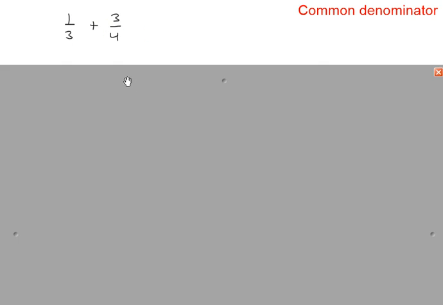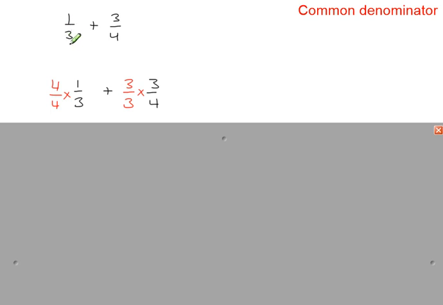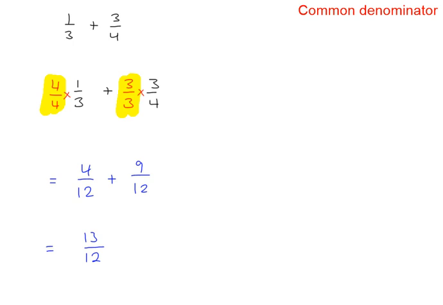So starting with the same fractions, if I multiply the first fraction by 4 over 4, and the value of this 4 over 4 is 1, so I'm not changing the 1/3 because I'm multiplying it by 1, and then I multiply the second fraction by 3 over 3, I end up with the same common denominator, 12 and 12 when you multiply these. And then simplifying, same answer as before.